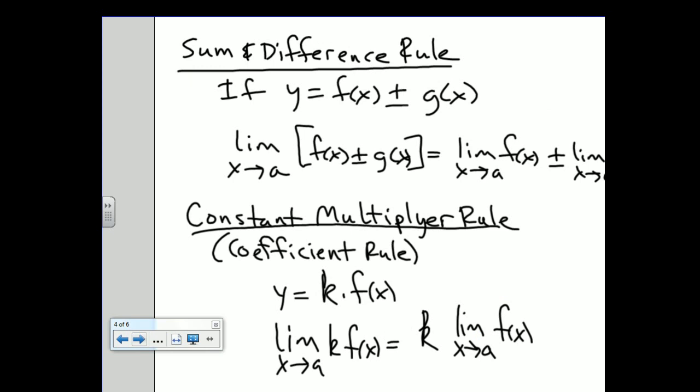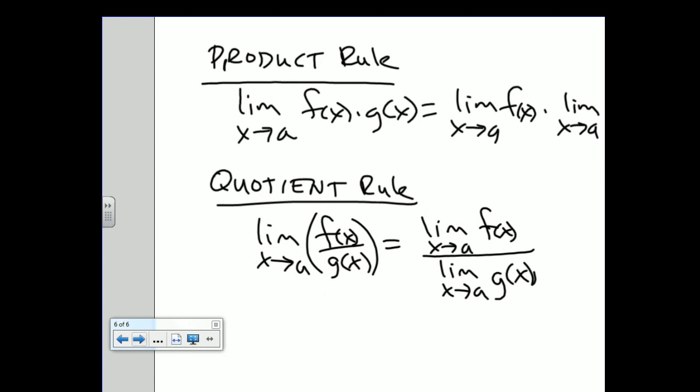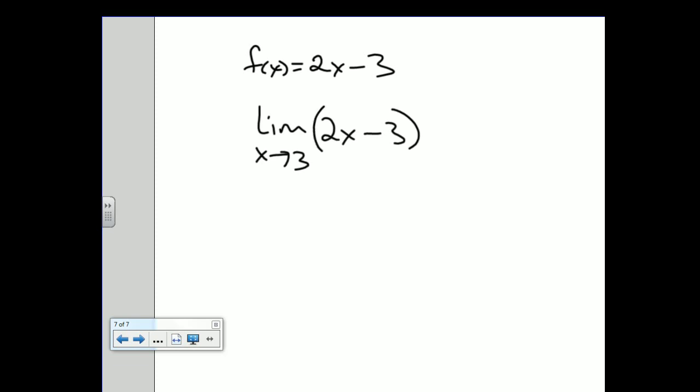We've got the sum and difference rule, the constant multiplier rule, the cancellation rule, the product rule, and the quotient rule. So now let's take a look at one example in particular. The one that I wish to look at first is a linear function. If f of x equals 2x minus 3, and I wish to find the limit as x approaches 3 of 2x minus 3.